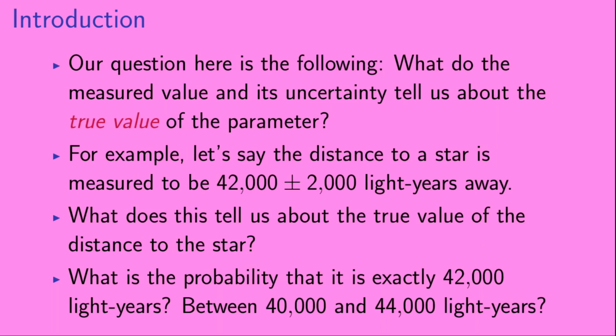Our question here is the following. What do the measured value and its uncertainty tell us about the true value of the parameter? For example, let's say the distance to a star is measured to be 42,000 plus or minus 2,000 light years away. What does this tell us about the true value of the distance to the star? What is the probability that it is exactly 42,000 light years? And what is the probability that it's between 40,000 and 44,000 light years?